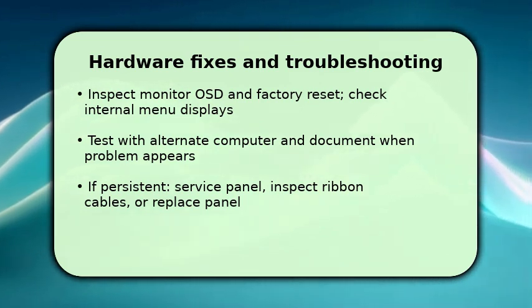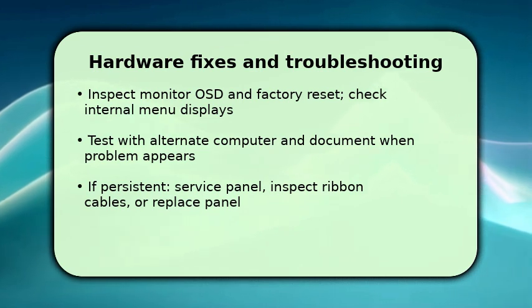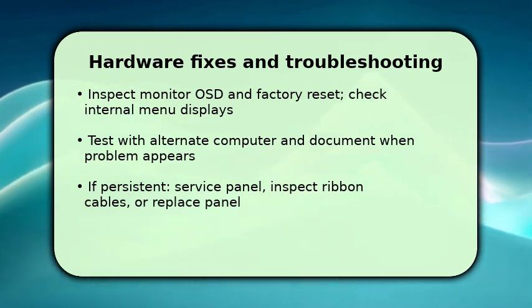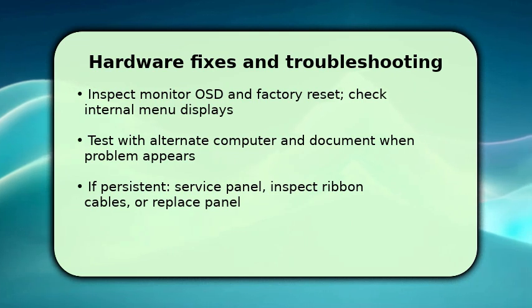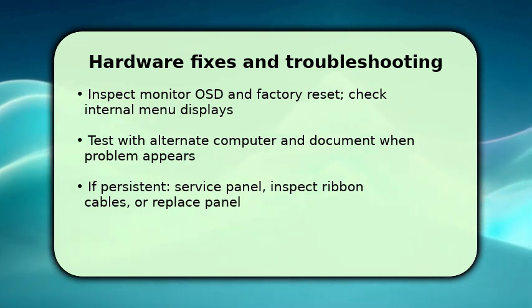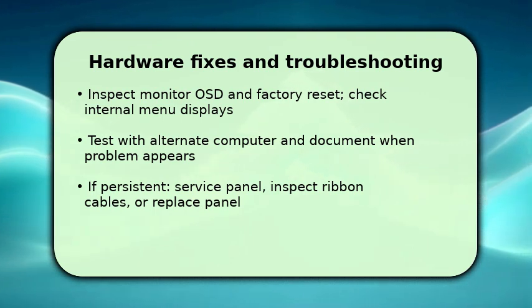If the panel itself shows half imagery or lines, plan repair. Open service only if trained. Otherwise, contact authorized repair to inspect internal ribbon cables or replace the display panel. That resolves most physical failures.